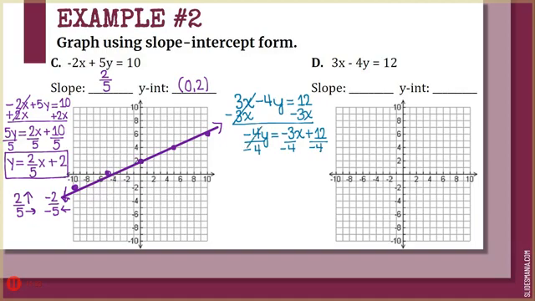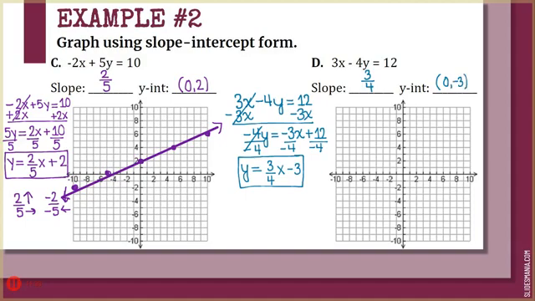Well, obviously my -4 divided by -4 cancels, but this is where we need to be careful. A -3 over a -4, a negative over a negative makes a positive. So I just write that as a positive 3/4 x. And then a positive 12 divided by a -4 is a -3. So I write that as -3. So I have a slope of 3/4 and a y-intercept of -3.